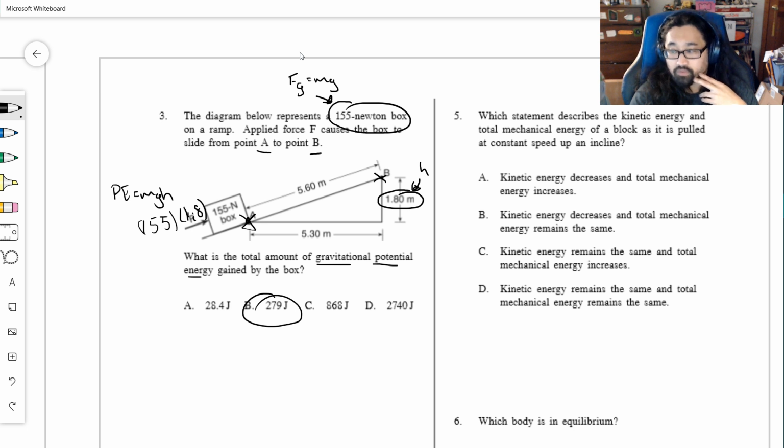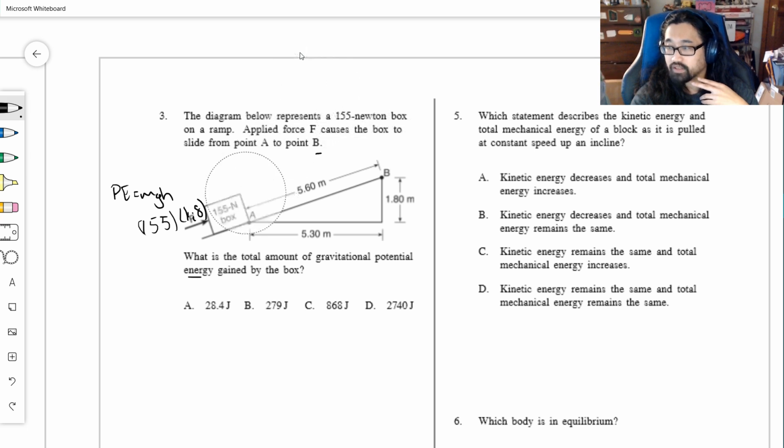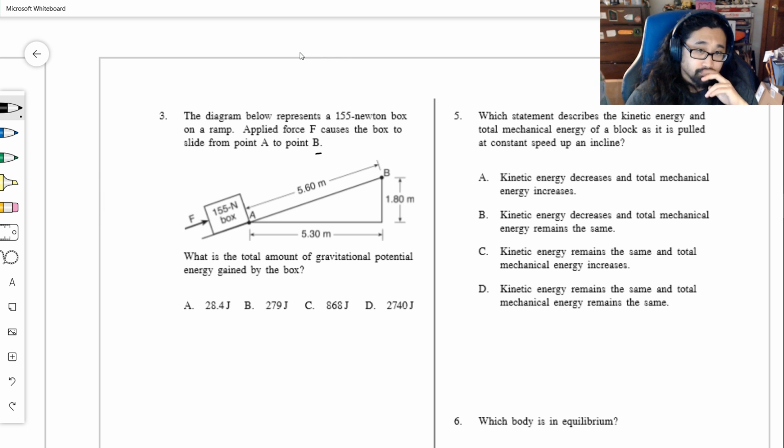Be really, really careful with the information that they give you about an object. If they give you that something is in newtons, that's a force. So it's a mass times acceleration already. If they give you that something is in kilograms, that's a mass. It's only a mass.